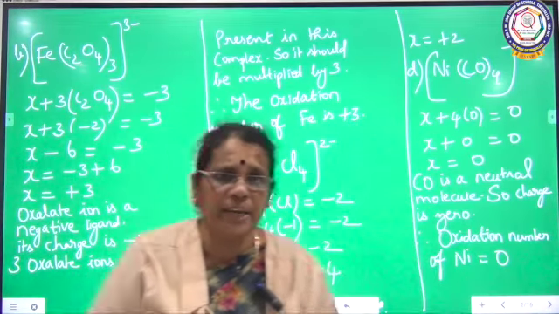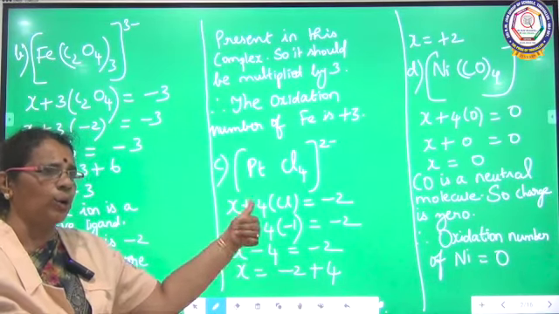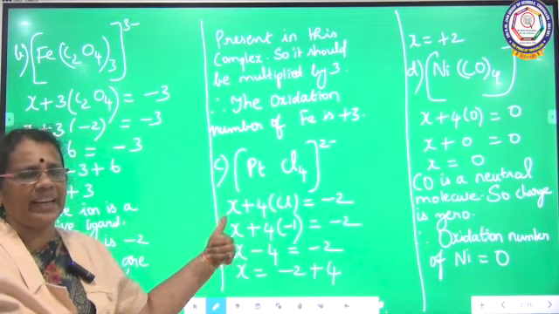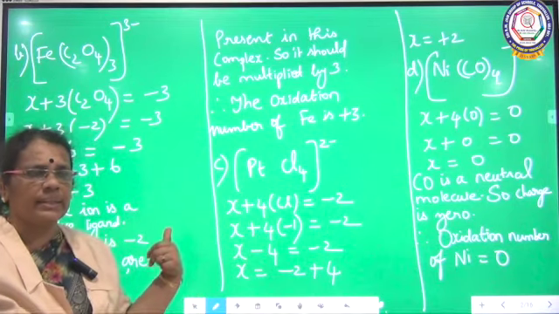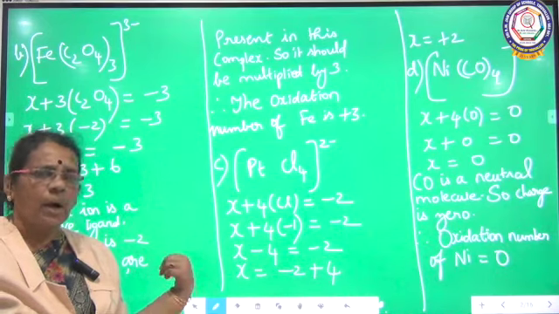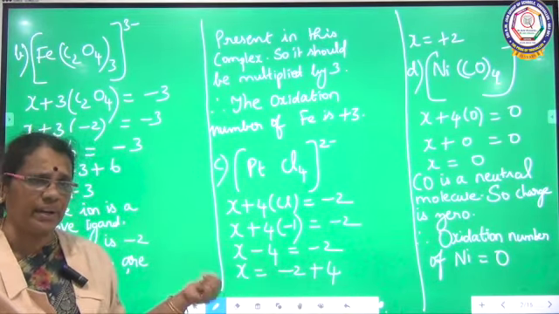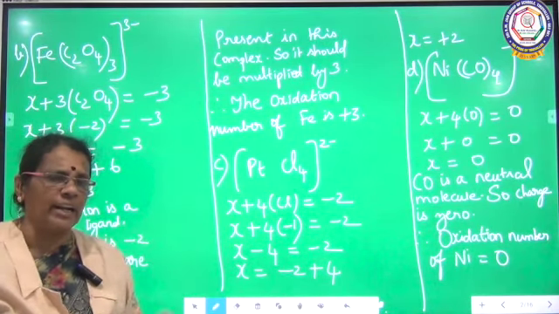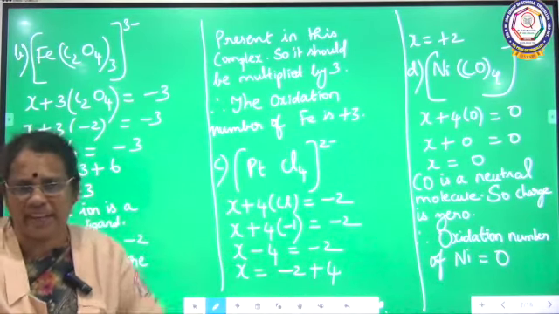Next, we are going to see another important complex, that is tetrachloridoplatinate(II) ion. So this is also an anionic complex because the charge of the complex ion is negative here. Once again, here platinum is unknown. I don't know the oxidation state, so I am assuming it as X. So X plus, there are 4 chlorine atoms, so 4 into chlorine, is equal to the charge of the complex, that is minus 2.